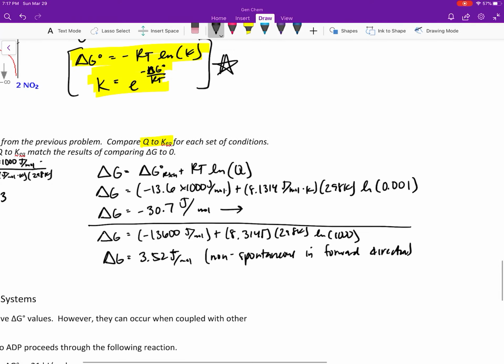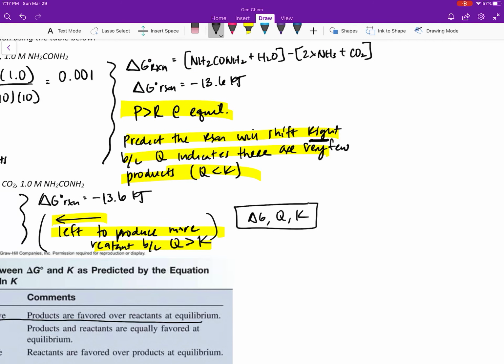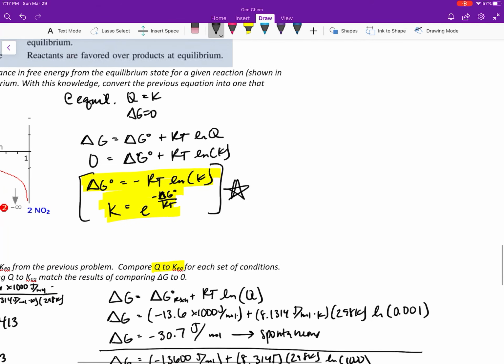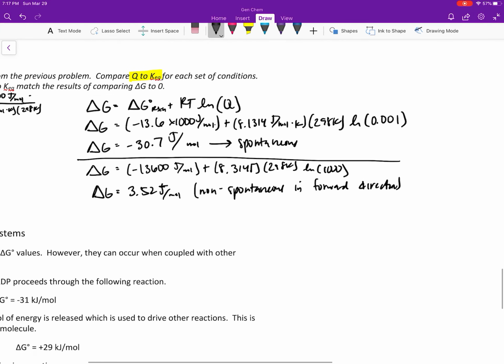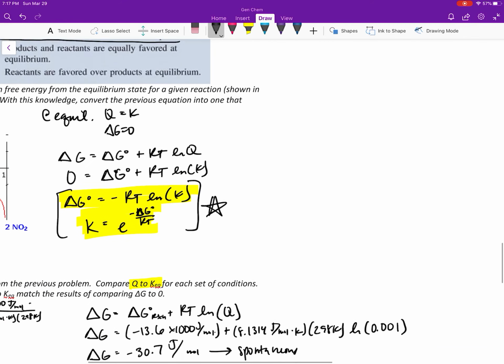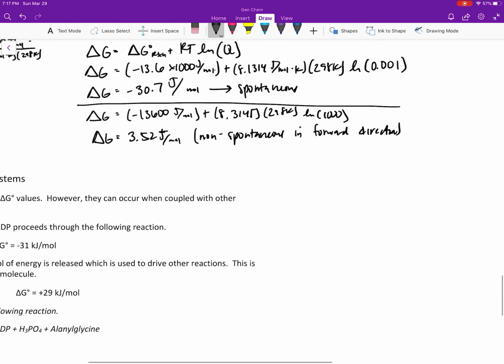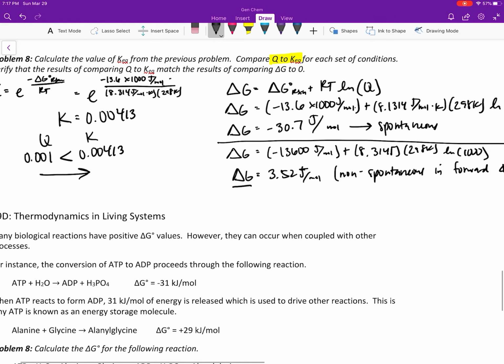Which, if we go back and we look at the two situations, with the first one we said that the reaction is going to shift to the right to produce more products, making it spontaneous. In the second one, when Q is greater than 1,000, we said the reaction is going to shift to the left, and that it's going to be non-spontaneous in the forward direction. It'll be spontaneous in the reverse direction. Okay? So this can help us predict spontaneous in which direction. Q and K help us predict shifting left and right.